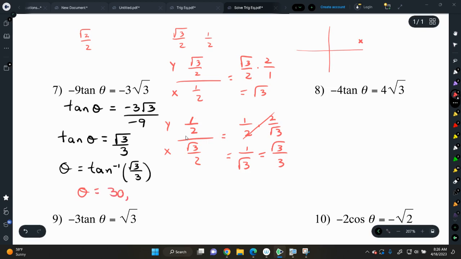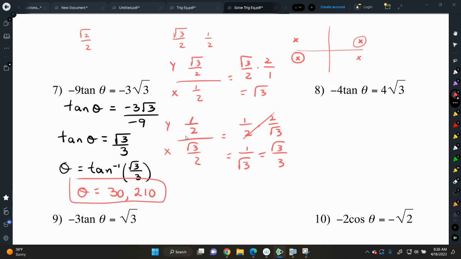It has to be positive, so that means this will not work. This will work because they're both negative here. So that is 210 degrees. This will not work because one's positive and one's negative. Okay, so there's my answer. Right? Questions?